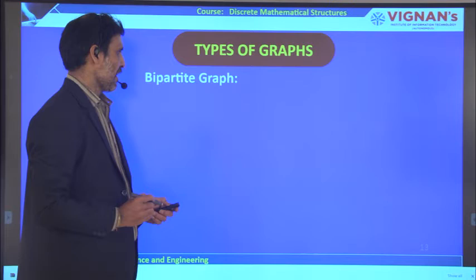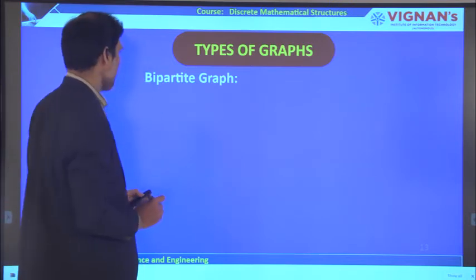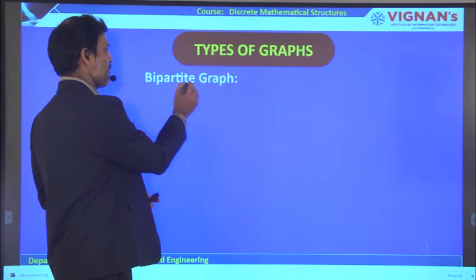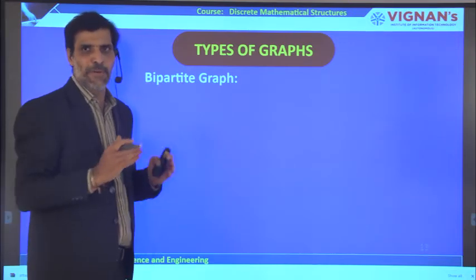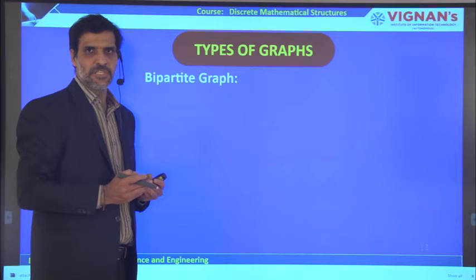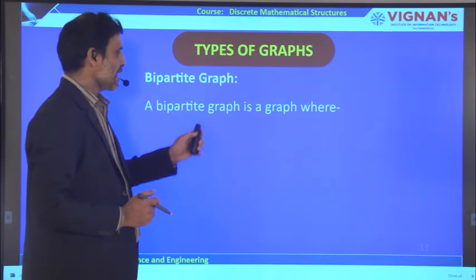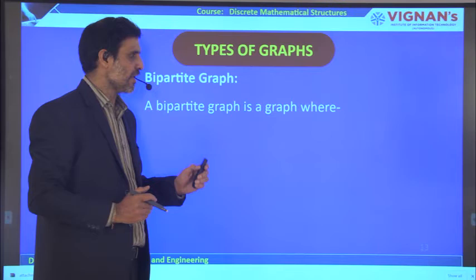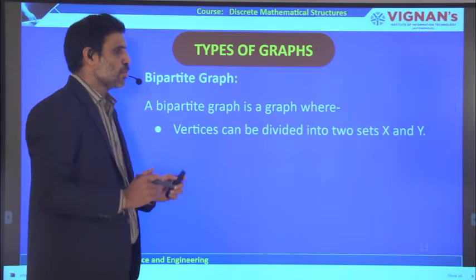Now bipartite graph. This is a very important graph in graph theory. Now what is bipartite? In the definition of bipartite, bi means 2. We try to partition it into 2 parts. How are we going to partition it into 2 parts? So let us go through the definition. A bipartite graph is a graph where the first point is that vertices can be divided into 2 sets X and Y.